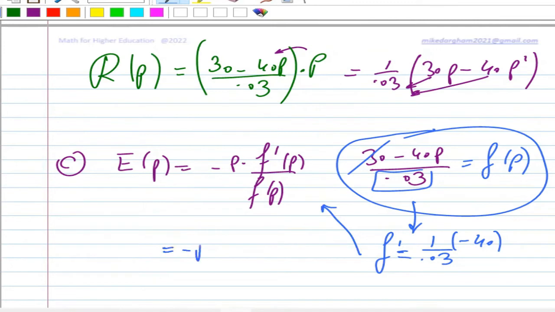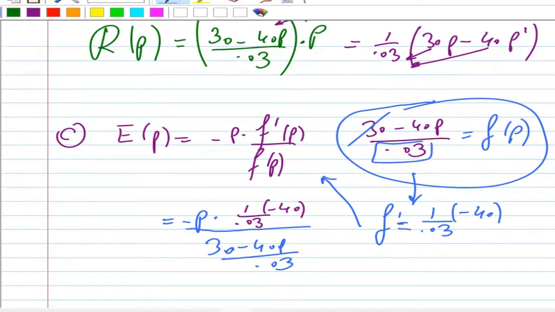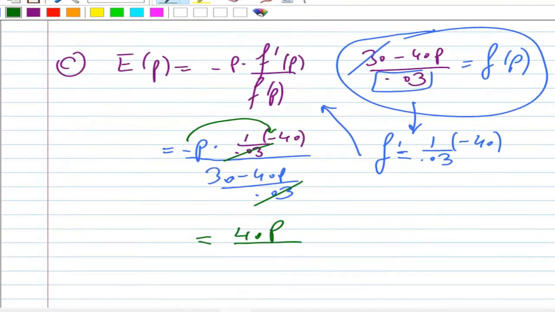So we get minus p times this derivative, which is simply 1 over 0.03 times minus 40, divided by f, which is (30 minus 40p) over 0.03. Which one cancels? The denominators would be canceled. Those are away. That's it. Minus times minus is a plus, so I have 40p divided by 30 minus 40p.